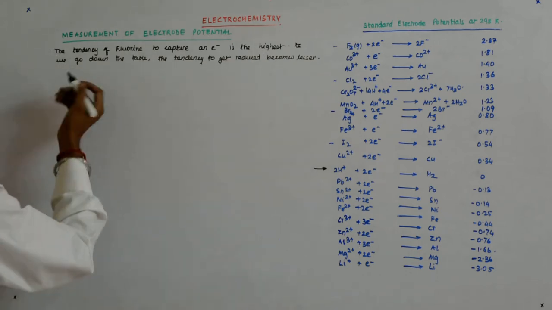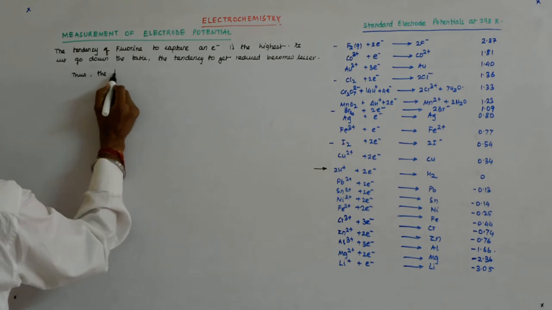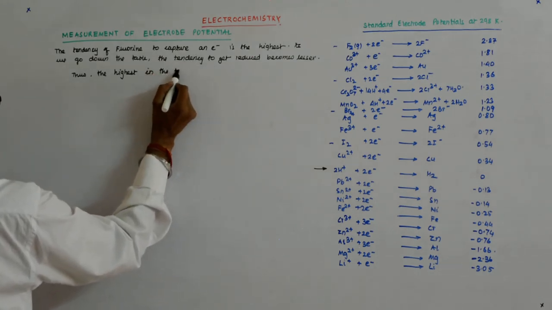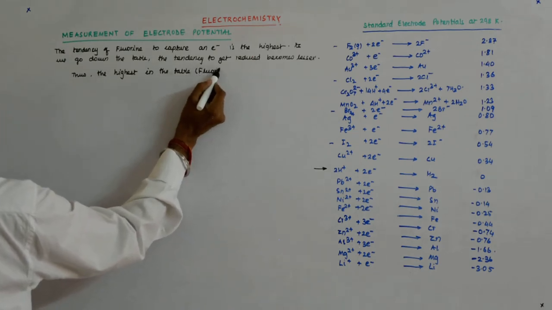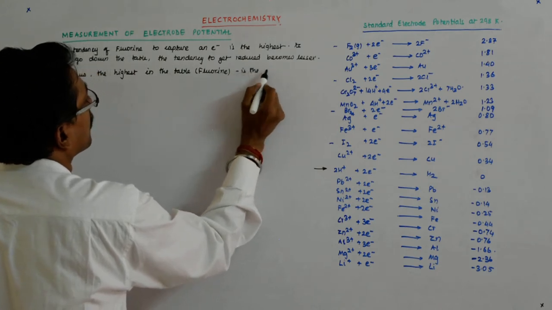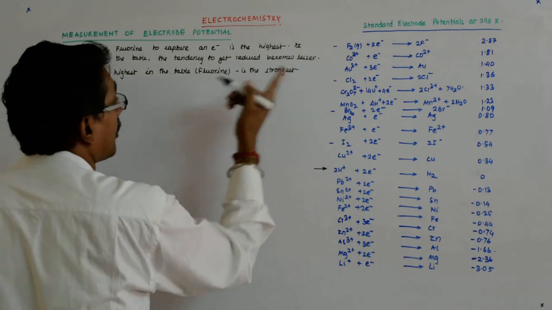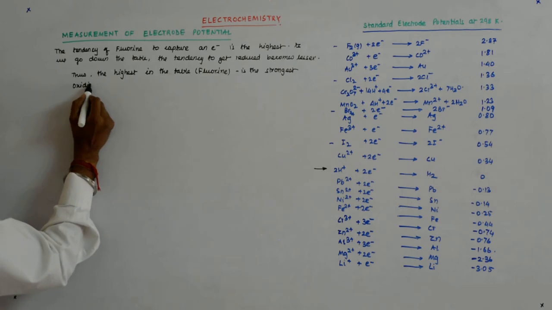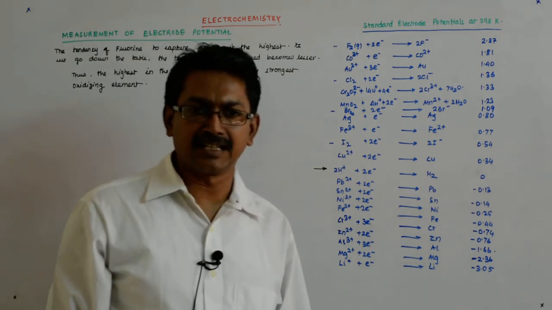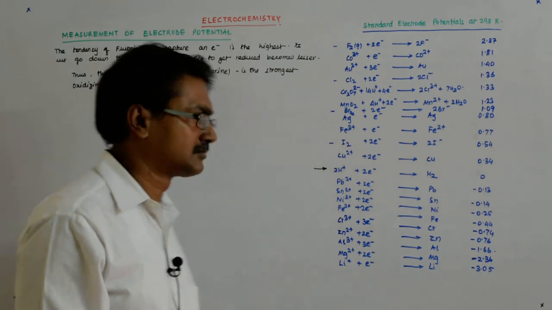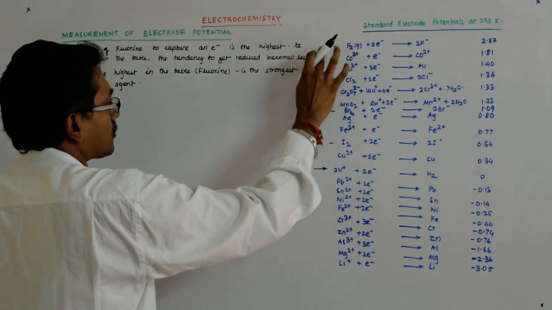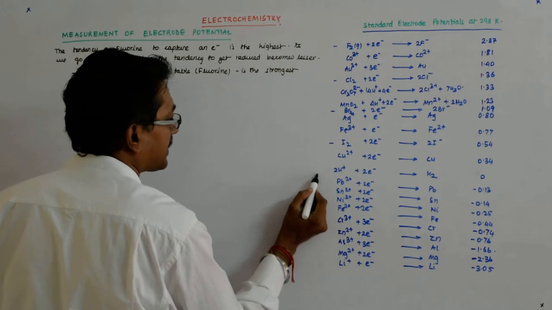Okay? Thus, the highest in the table, that is fluorine, is the strongest oxidizing element. It is the strongest oxidizing element, or oxidizing agent. Okay, this. So the oxidizing property goes up like this.